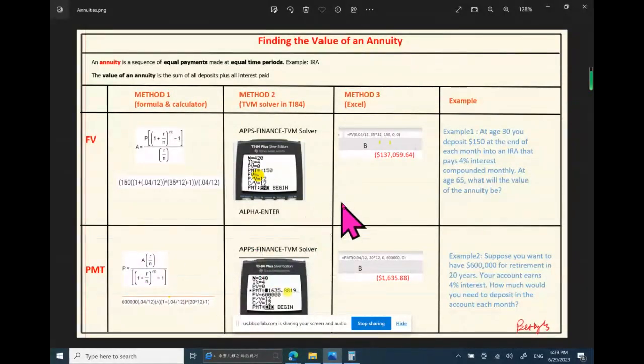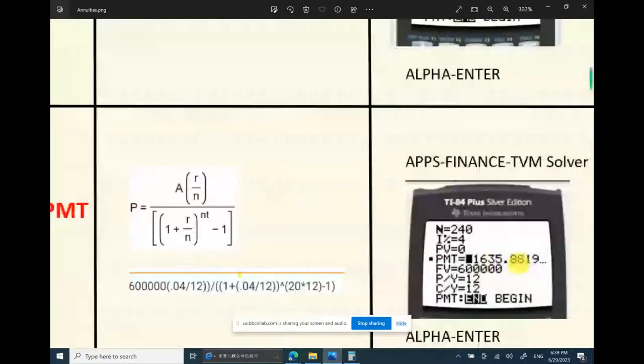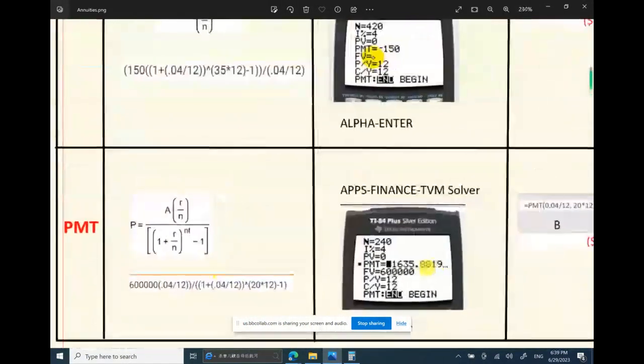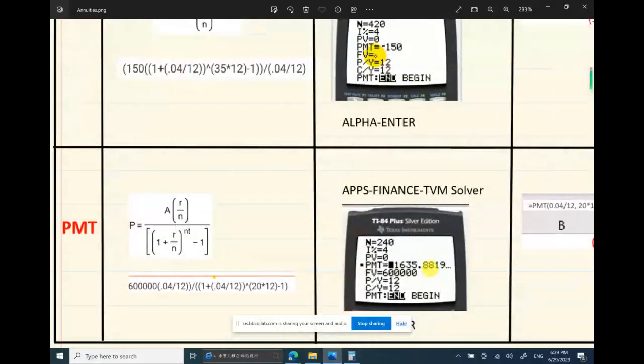So that is the second type of question. I also give you three methods. The first method is to use this formula. If you want, you can just use the formula, plugging in the values to find the value for payment.